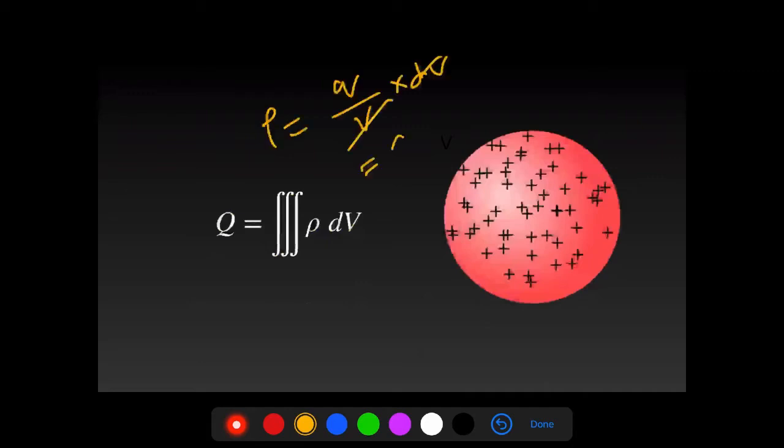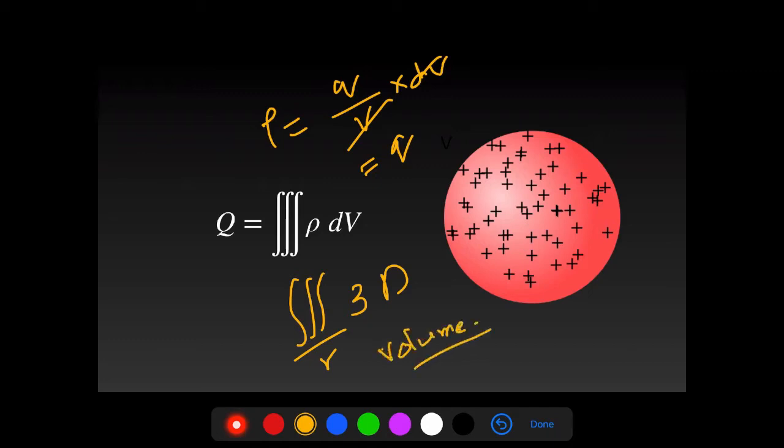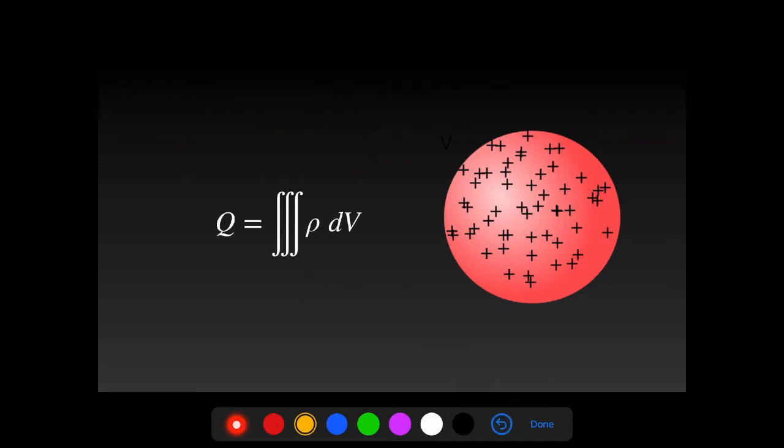So the total charge, if we want it in 3 dimensions, suppose it is a volumetric object, we will take a triple integral. That means the complete volume we will integrate. So rho dv, triple integral, equals the charge.